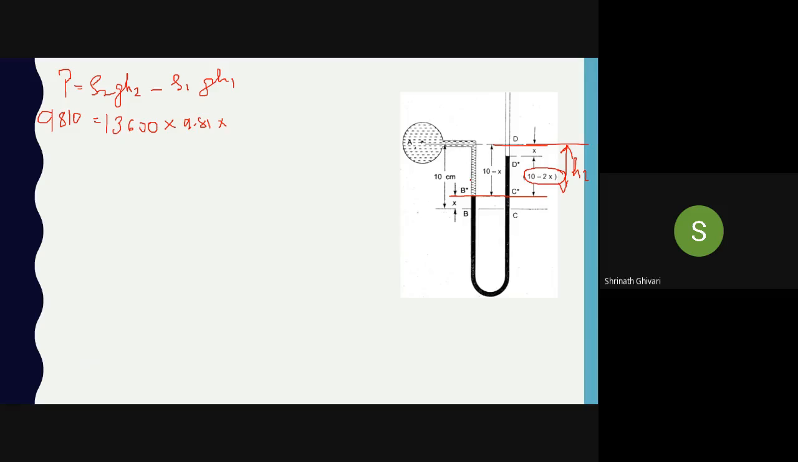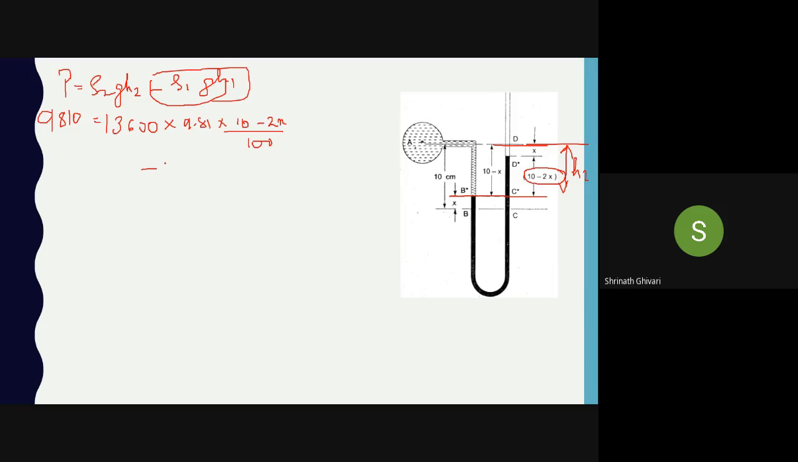But it is in terms of centimeters, right? So it will be like this: 10 minus 2x divided by 100, because you have to convert it in terms of meters. Now, I'll write the minus part down here on this side, because if I write it here, it will overlap this.